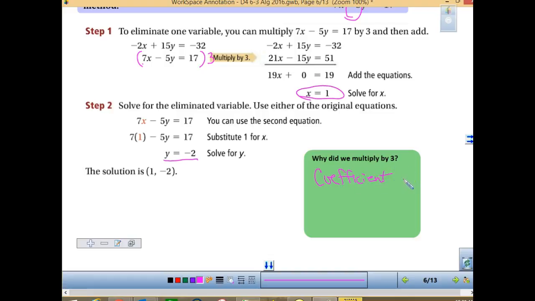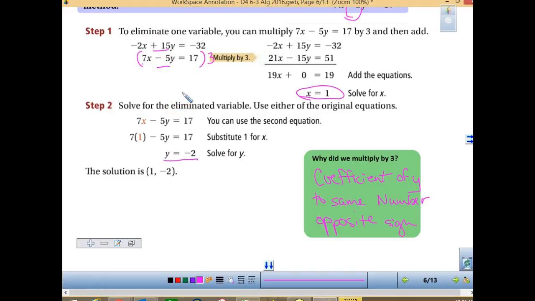Write this down, please. Some of you, if you write with us, then we don't have to wait. The coefficient of y to be the same number and opposite sign in order to do the elimination. And because we had this one being a positive 15 and this was a negative 5, I can multiply them both by 3, multiply that second one by 3.